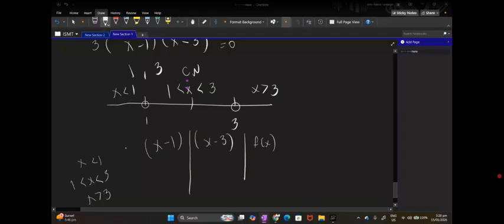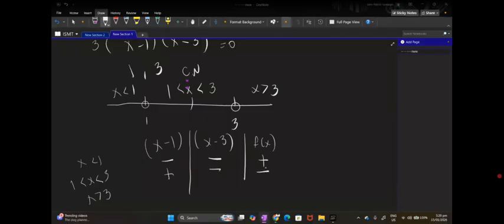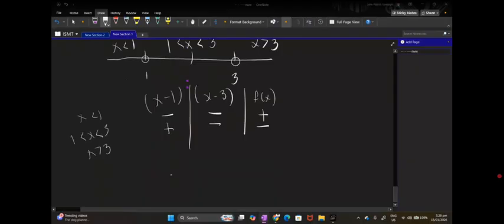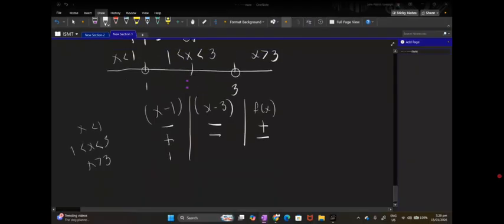If number less than 1, so sabihin natin 0. 0 minus 1, it's negative. Then, 0 minus 3, it's negative. Then, negative times negative, it's positive. Kasi nga, di ba, polynomial siya, it's multiplication. Then, number between 1 and 3 is, let's say, 2. 2 minus 1, it's positive. 2 minus 3, it's negative. So, it's negative. Greater than 3, let's say 4. 4 minus 1, it's positive. And 4 minus 3, it's positive. So, it's positive.